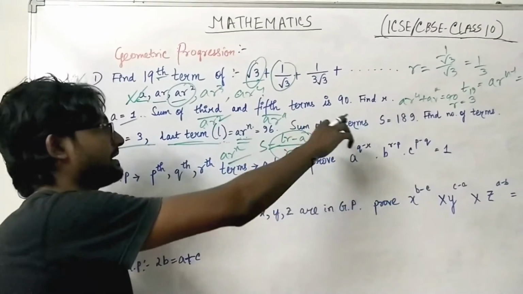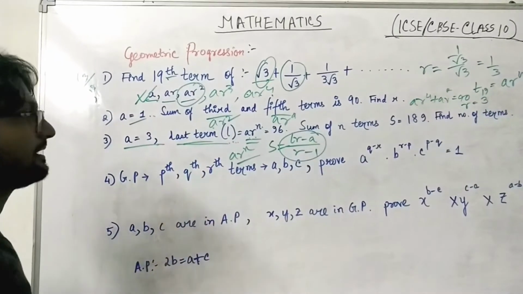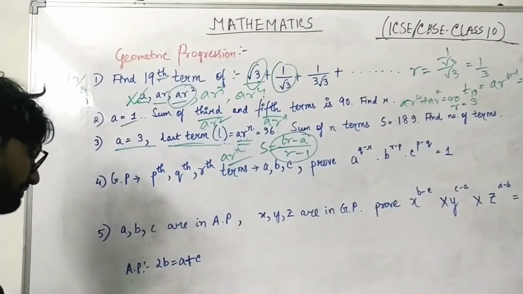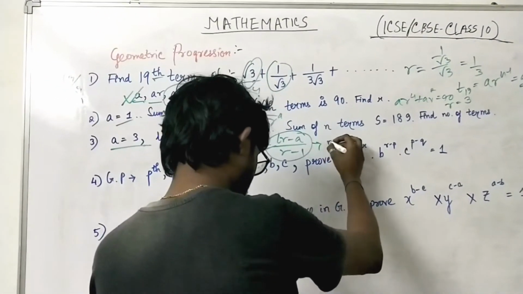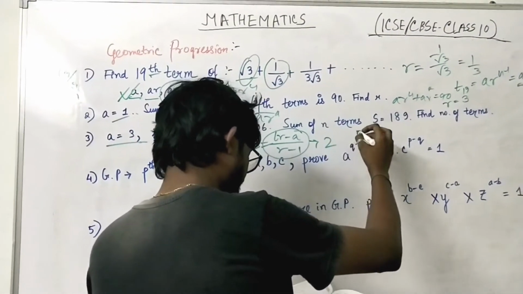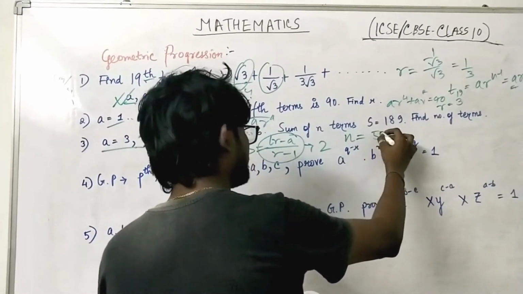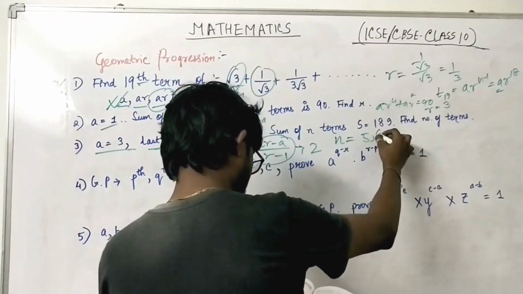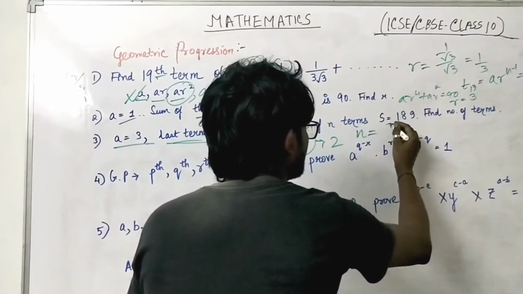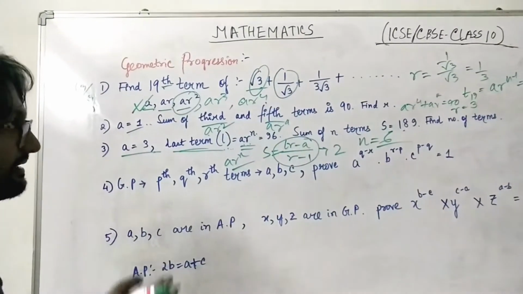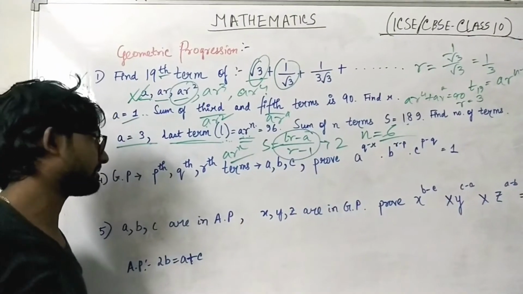Here S I know is 189, L I know, A I know. So we have to find R from here. First we will find R, and this formula will give you R as 2. Then we will find the number of terms, which will come as 5 or 6. Sorry, 6. So you can note it down and solve it. If you have any problem, do write in the comment section.